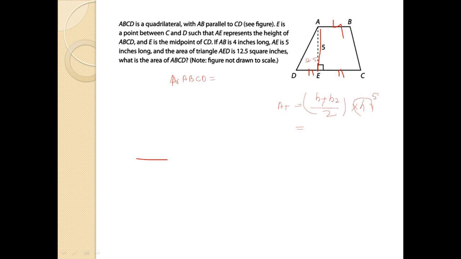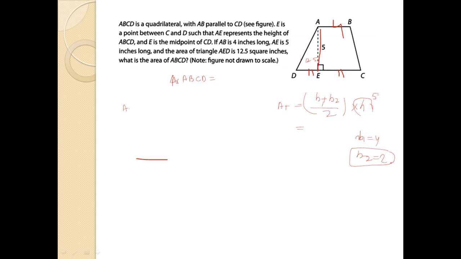Okay. Base 1, AB, is given to you. Base 1 is 4. Base 2 you have to find out. If you find out base 2, then you can find out the area of this given trapezoid. Okay, so what else data is given?